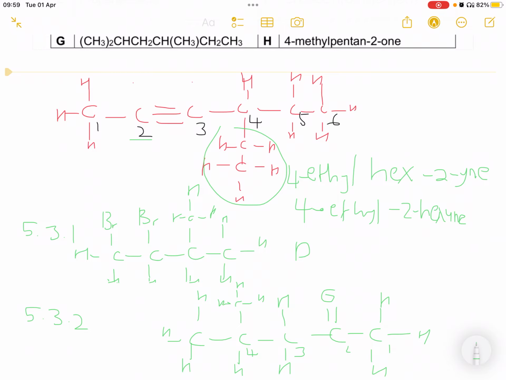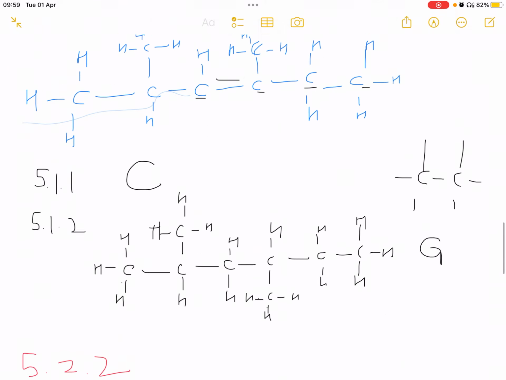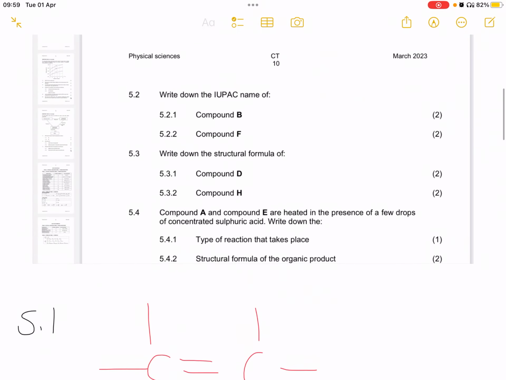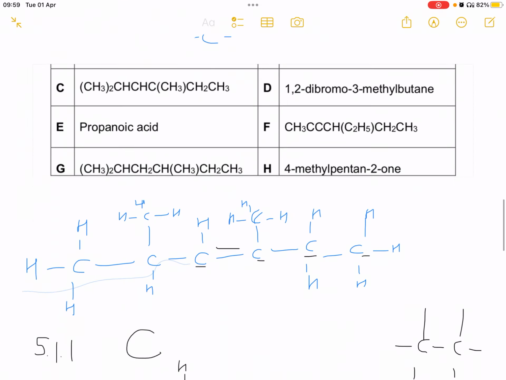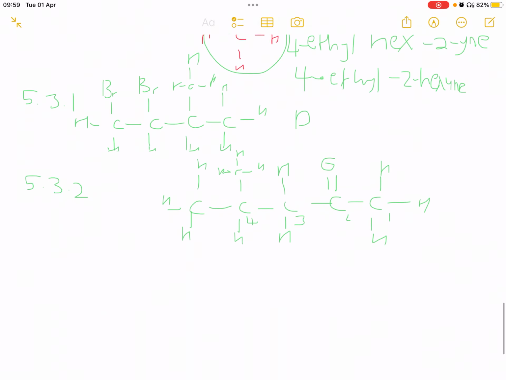Question 5.4, scroll back a bit. Compound A and compound E are heated in the presence of a few drops of concentrated sulfuric acid. Write down the type of the reaction. All right, compound A. Compound A is the structural formula we saw there with 2 carbons in it, so it's 5.4.